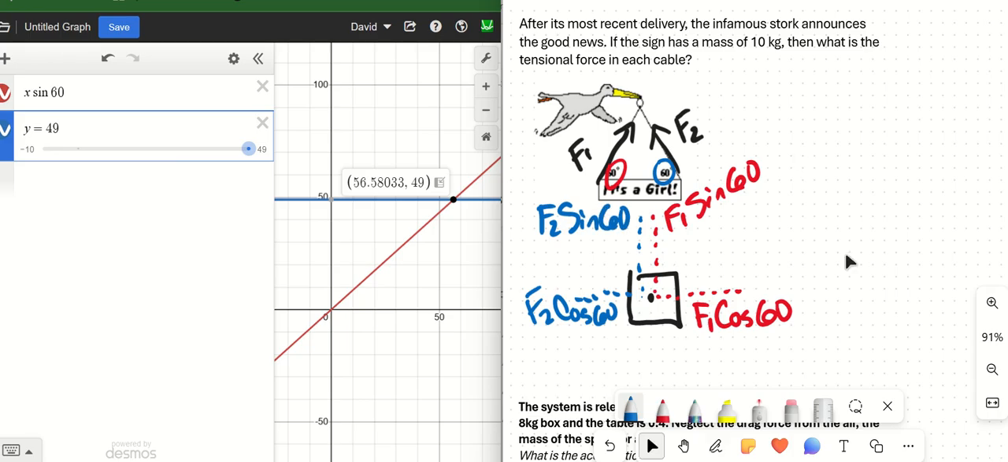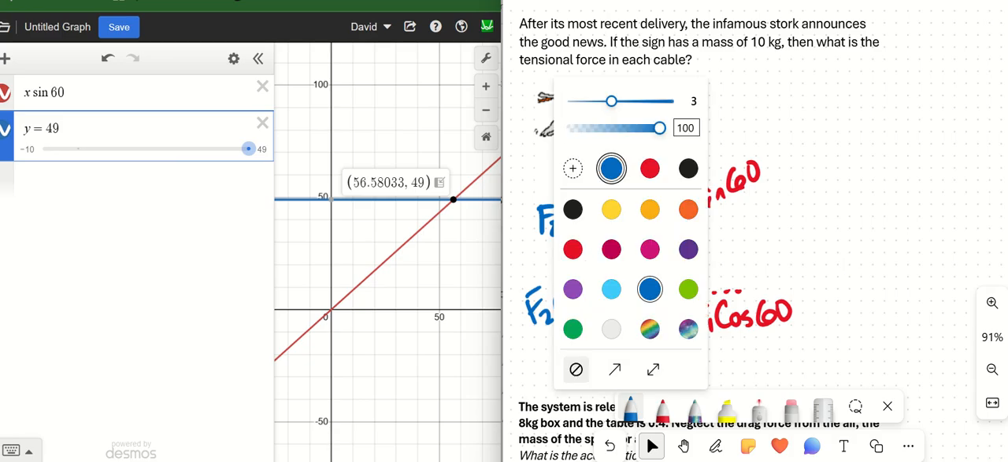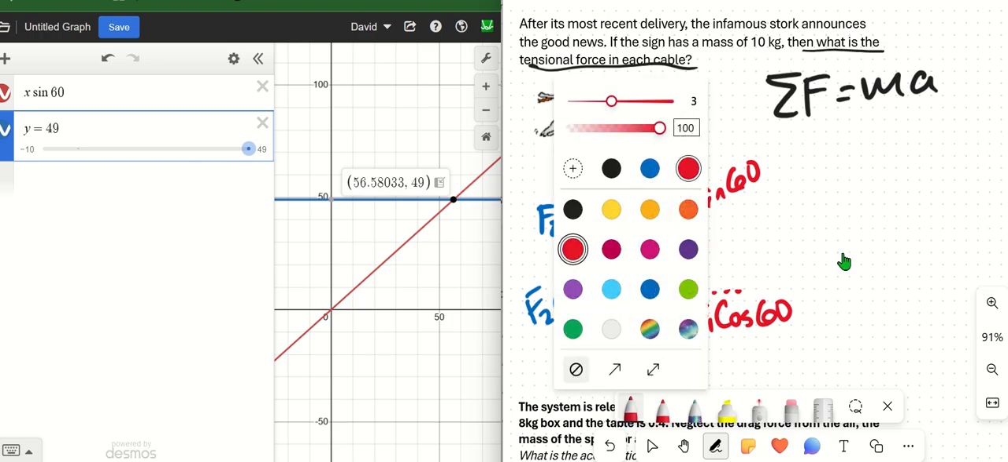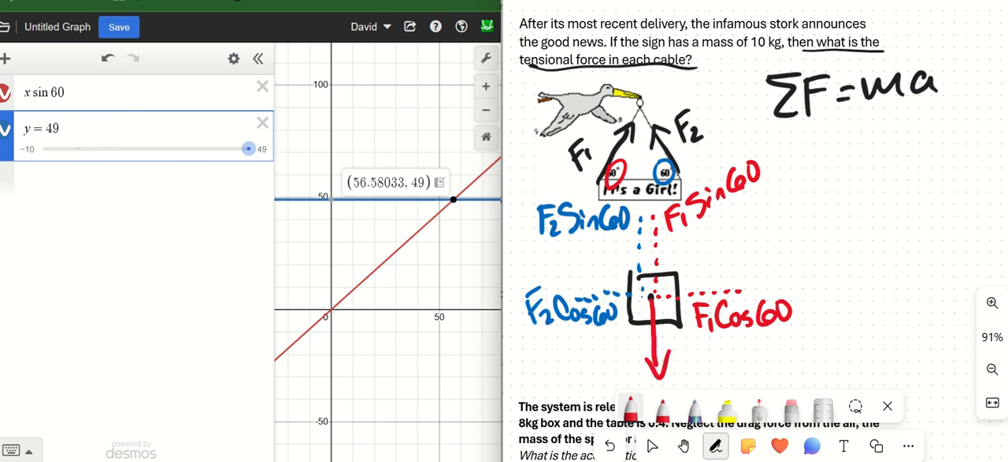Now, just like last time, my goal here is to figure out what the tension is. It's asking what is the tensional force in each cable. So I'm going to have my sum of the forces is equal to my mass times my acceleration. Now I want to pick either just the horizontal or the vertical. And if you notice, I forgot one last vector. It's on Earth, so we're going to have the force of gravity.